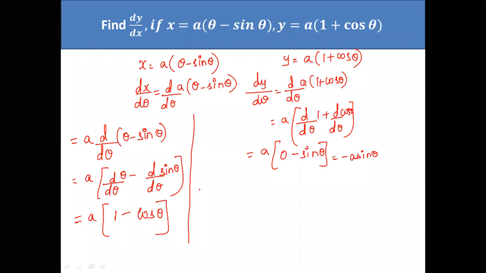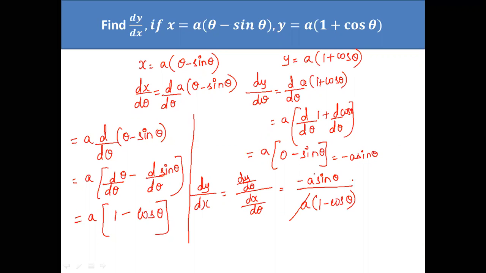Your aim is to find what is dy by dx, that is dy by d theta divided by dx by d theta. Dy by d theta is minus a sine theta divided by a into 1 minus cos theta. Okay, a gets cancelled, so we'll be remaining with minus sine theta by 1 minus cos theta. Can you see some similarity?